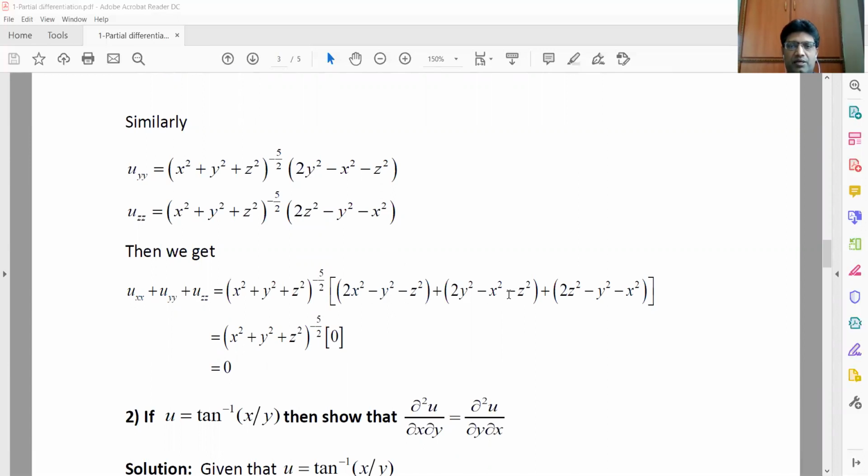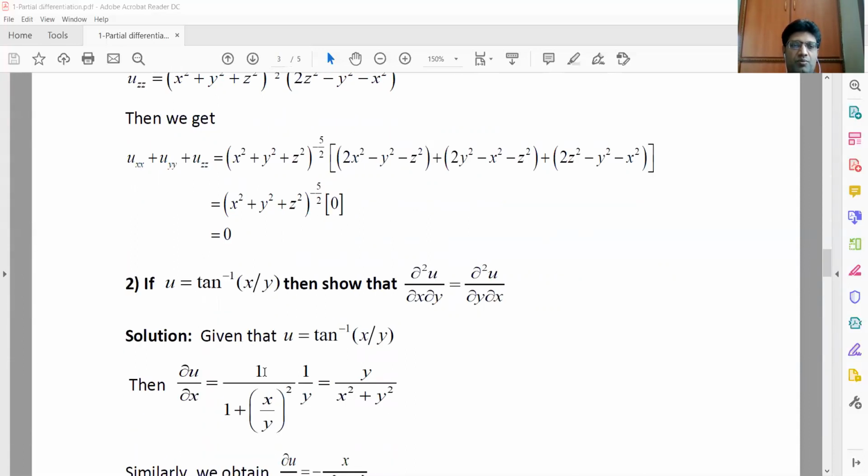And if you observe here, all these are cancelled. Here 2x square minus x square minus x square. So these two become minus 2x square, plus 2x square gets cancelled. So like that the whole expression is cancelled, which is 0. So that is the first problem.